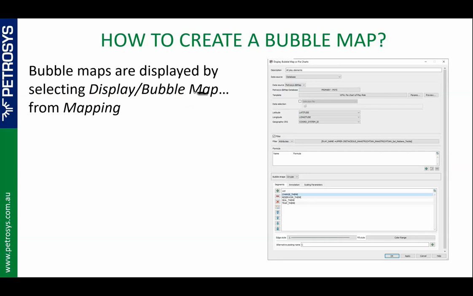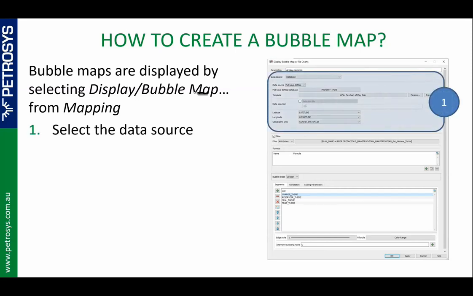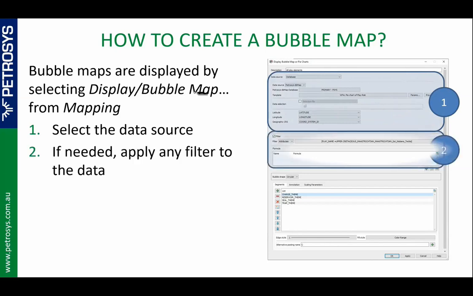So how to create bubble maps in Petrosys, we'll see in detail when I get to the demonstration. But in essence, it's a very straightforward process. From the mapping window, you go to display, bubble maps, and then you get this panel, like the one that you see on the right-hand side. So it's basically split into three sections. On the top is where we select the data source, so where the data is being read in order to create the bubble map. In the middle section, we apply filters to the data if we need to.